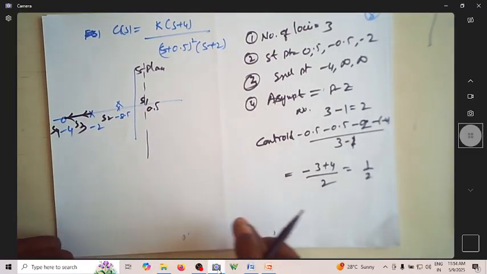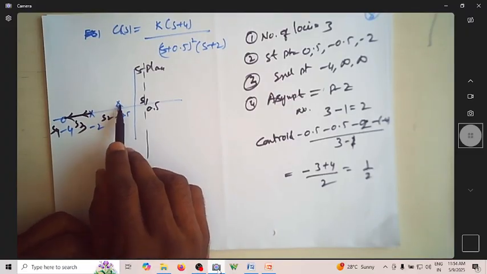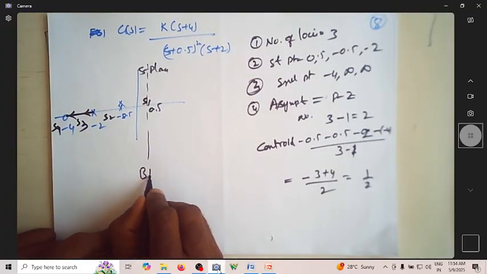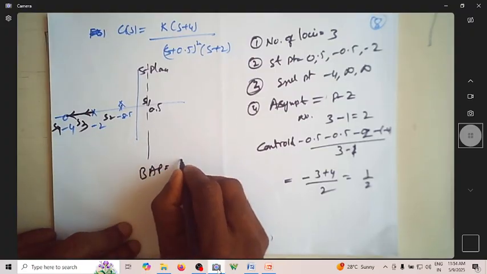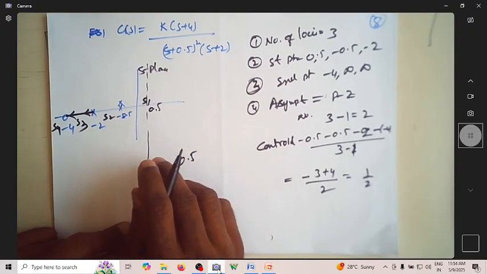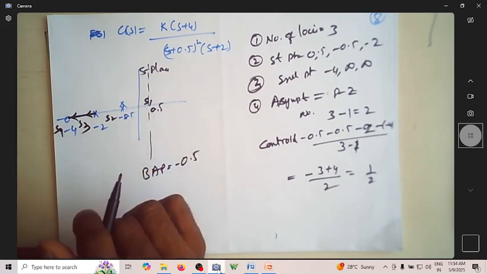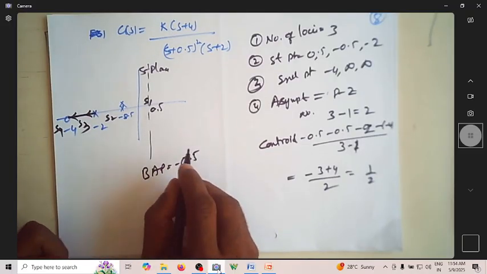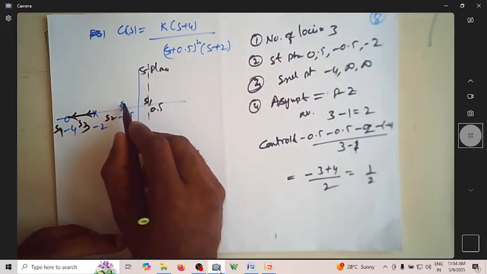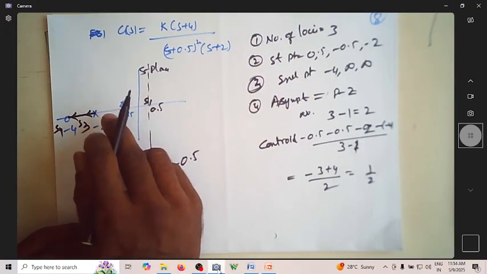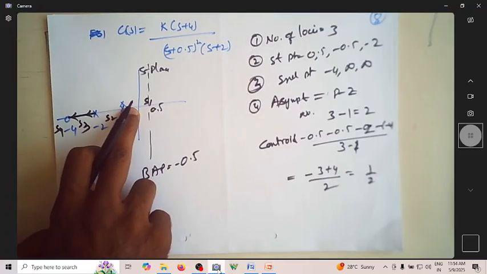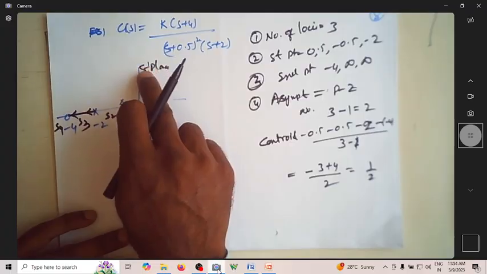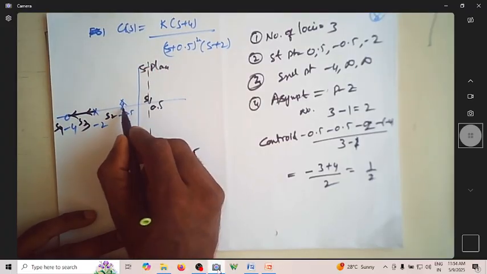Now we know that, of course, since you have a repeated pole at minus 0.5, the breakaway point will be minus 0.5 itself, because there are no other breakaway points expected anywhere on the real axis. So the breakaway point is minus 0.5 itself. It breaks here. Once it breaks, it can't go on this real axis. It has to be complex. And since you can see there are asymptotes waiting, it has to follow this.